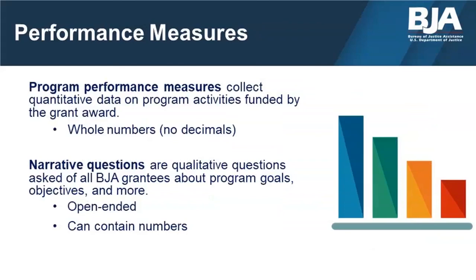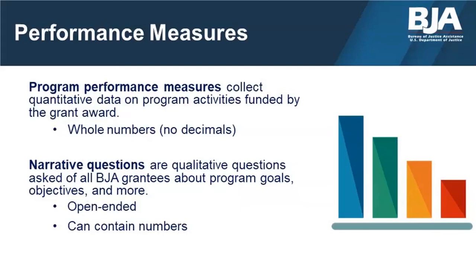As mentioned in the earlier part of the training, the questions in the PMT are made up of 2 main categories. The first is the quantitative program performance measures. This is where you enter the numeric data you collected over the course of the reporting period. For example, were new applicants collected during the reporting period? The second section is the qualitative narrative questions. These questions are open-ended and do not require a numeric response.